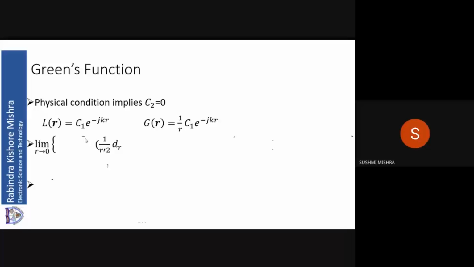So for the differential equation, what do we have? 1 by r dash square, d by dr of r dash square dr, of 1 upon r C1 e to the power minus jkr. This was the first part. Other parts of the differential equation were 0. Theta and phi were 0. Only r dependence was there.